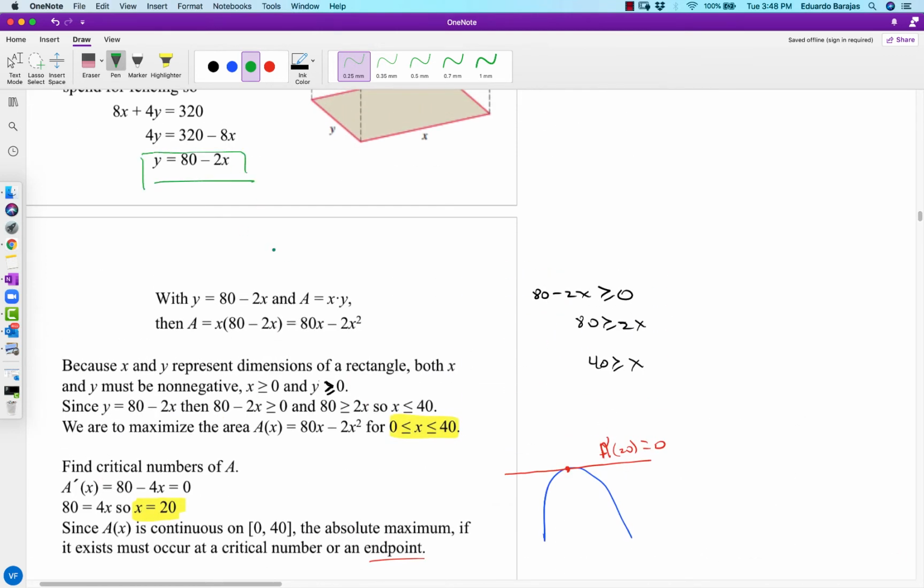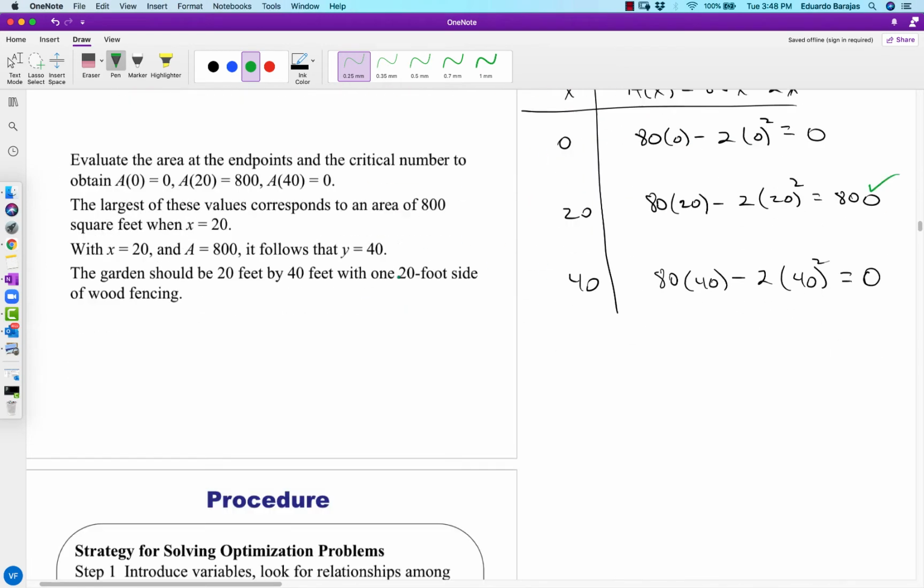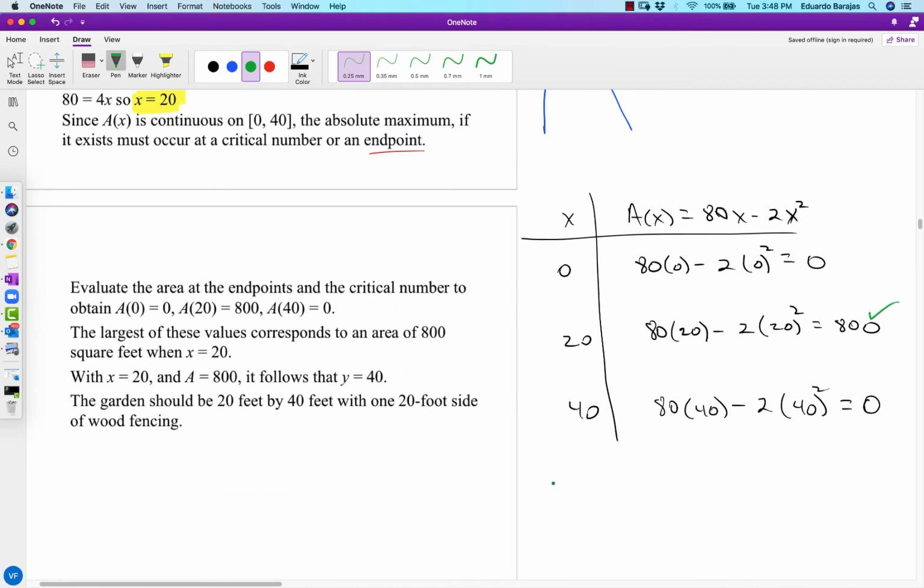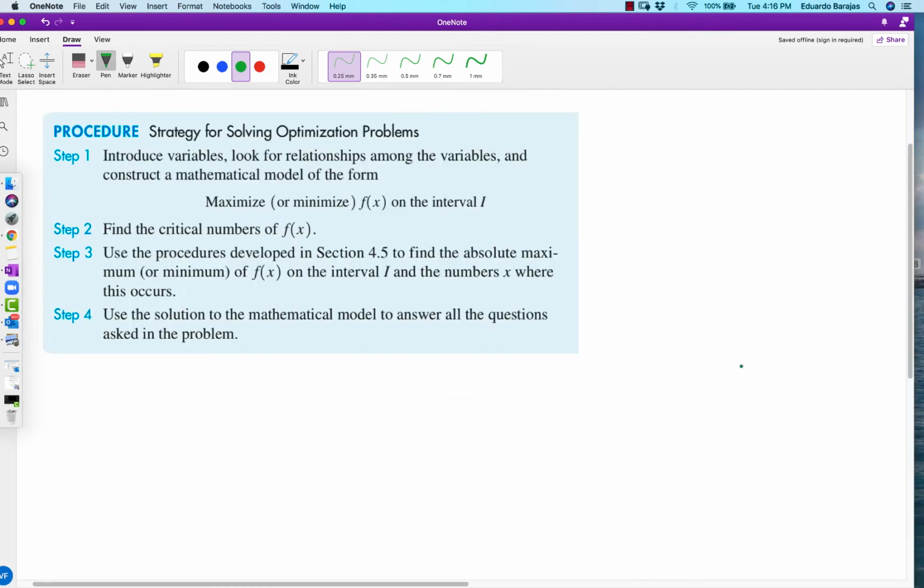Right there, y equals 80 minus 2x. Using that y equals 80 minus 2x, and we have that x equals 20, that leads to y equals 40. Okay, so the garden should be 20 feet by 40 feet with one 20-foot side of wooden fencing. So that leads us to a little procedure, a little strategy for solving these questions.